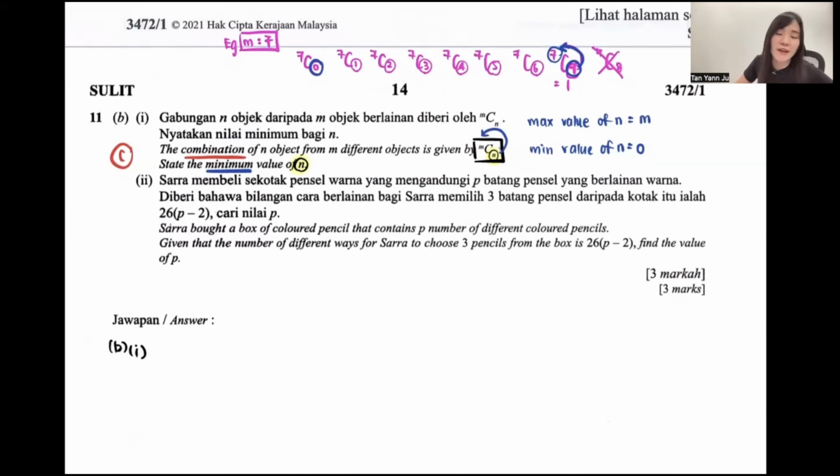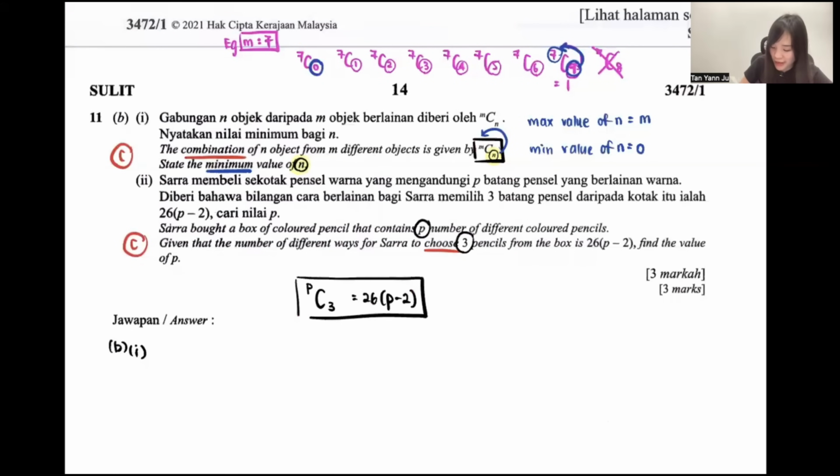Okay, so next one, Sarah bought a box of colored pencil that contain P number of different color pencil. So this box inside got P different color pencil. Given that the number of different ways for Sarah to choose, arrange is a P question. Choose is always a C question. So that means inside the box now got P color pencil, and out of the P color pencil, you want to choose 3 color pencil. Isn't it PC3? Like 4 alphabets, want to pick 1, 4P1, same thing. So now they say the PC3 equivalent to what? 26P minus 2. Now that is what you should write also.